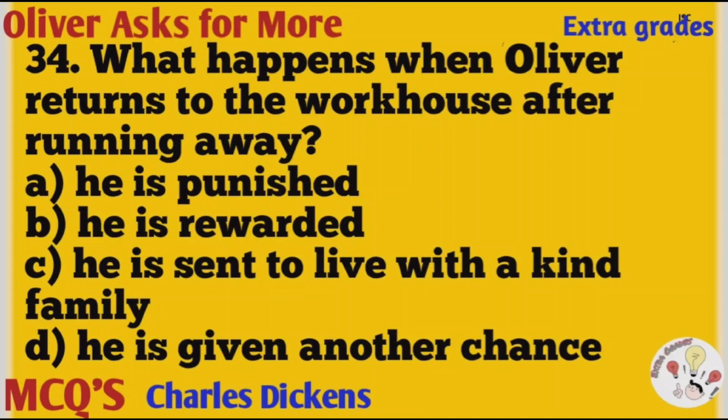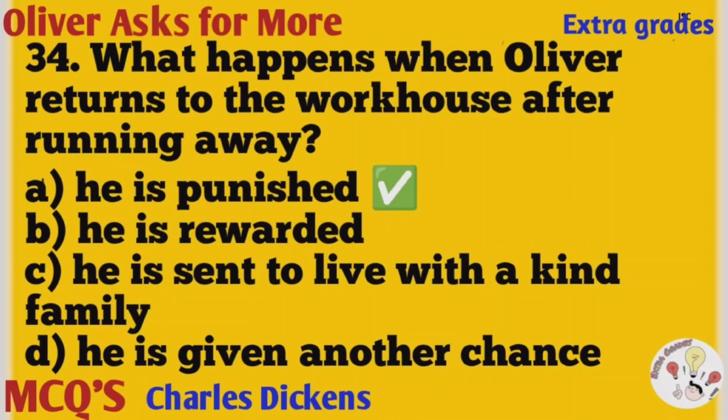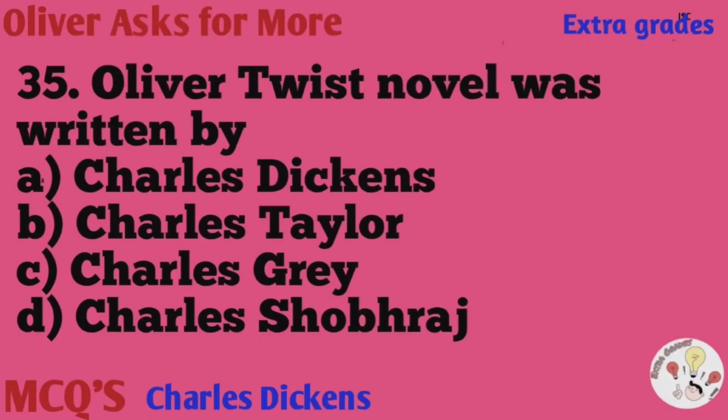Question number 34. And the question is, what happens when Oliver returns to the workhouse after running away? And the options are A. He is punished. B. He is rewarded. C. He is sent to live with a kind family. D. He is given another chance. And the correct option is A. He is punished.